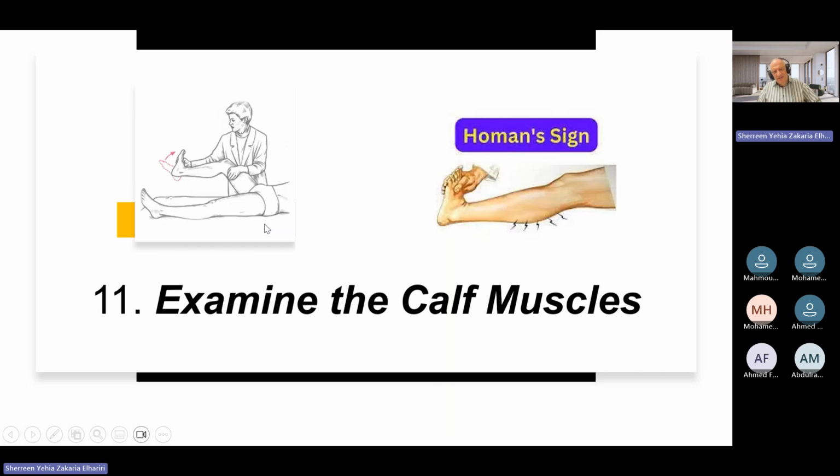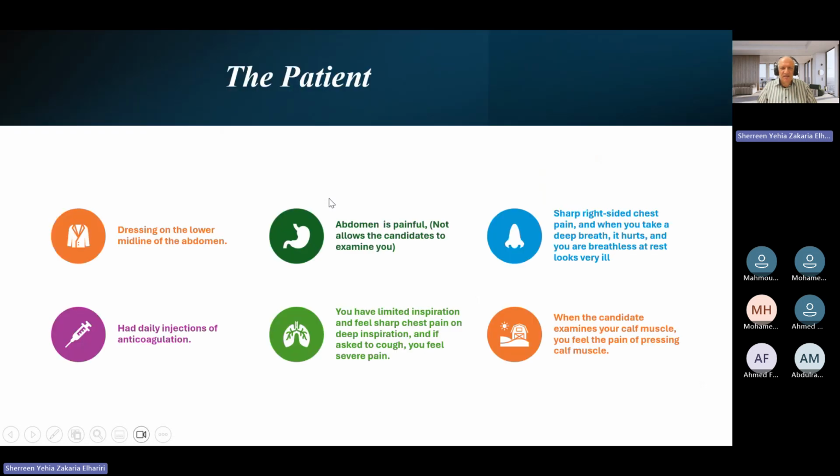After that, examine the calf muscle to exclude deep venous thrombosis, because maybe this patient has, as Dr. Hisham mentioned, pulmonary embolism due to postoperative deep venous thrombosis. So in this patient, you describe that the patient has a dressing in the lower abdomen.